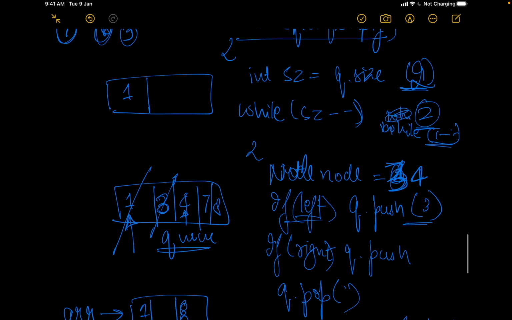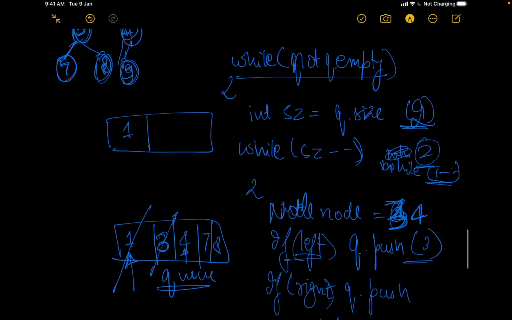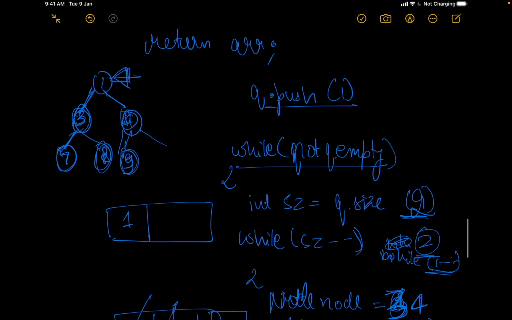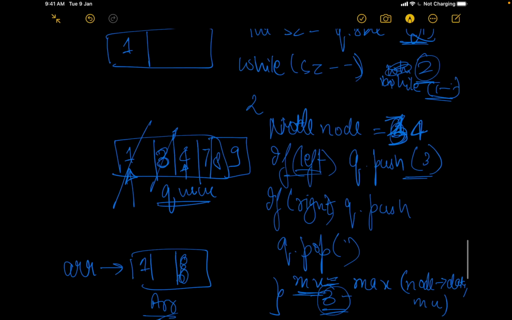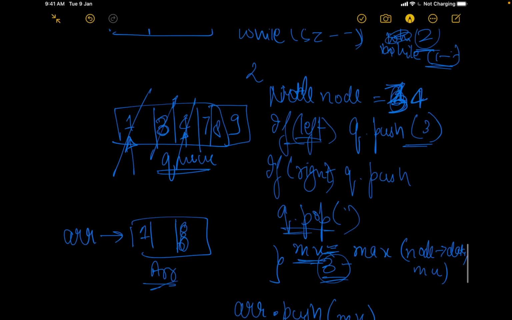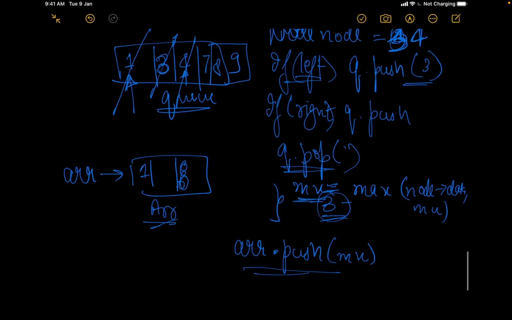Then it will ask, does it have a left child? Yeah, 4 has a left child whose value is 9. So it will add it onto the queue. Does it have a right child? No, it doesn't have a right child itself. So nothing would be added onto the queue now. Then we'll pop out 4 itself, and we'll update mx to be the maximum of the node data or the maximum value. So it would be the max of 3, 4, that is 4.